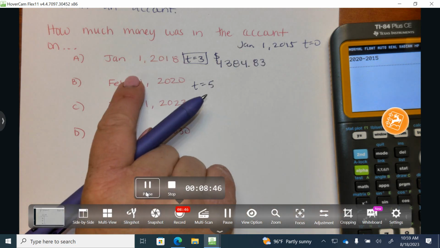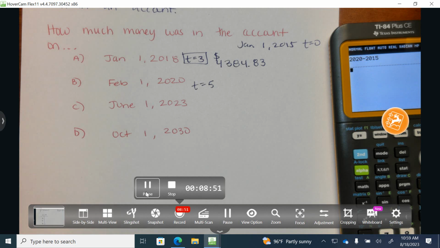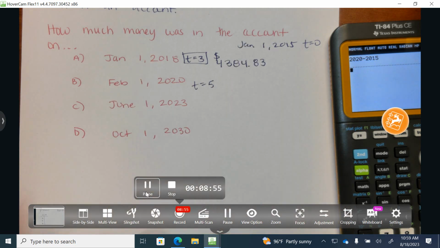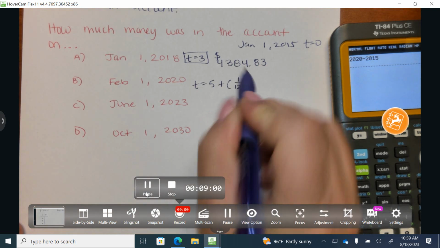So January to February is 1 month. Now, a lot of people go, but February is month 2, so I should put a 2. Think of this. January 1st to the beginning of February, only 1 month has gone by. So 1 month has gone by, and there's 12 months in a year.